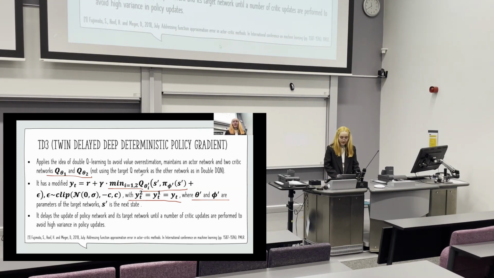Then theta prime and phi prime are parameters of the target networks, s prime is the next state. Here epsilon is a small constant that follows a clipped normal distribution. Lastly, it delays the update of the policy network and its target network until a number of critic updates are performed to avoid high variance in policy updates.